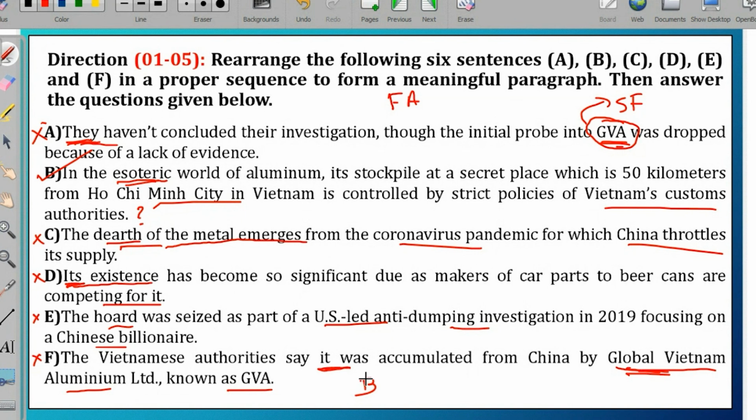अब बी क्या कह रहा है? बी कह रहा है कि in the esoteric world of aluminum, its stockpile at a secret place which is 50 kilometers from the city in Vietnam is controlled by strict policies of Vietnam's custom authorities. Okay. Its existence has become so significant. अब इतना सिग्निफिकेंट क्यों है एल्यूमिनियम? क्योंकि कार पार्ट्स की कंपनी को चाहिए, बियर कैन्स जो बना रहे हैं उनके लिए चाहिए. So this is a continuation. स्टेटमेंट डी इज कंटिन्यूएशन ऑफ स्टेटमेंट बी. तो आपका आएगा बी के बाद डी.